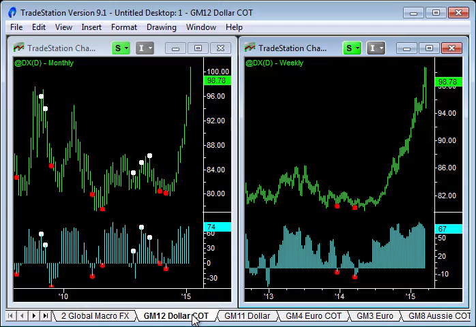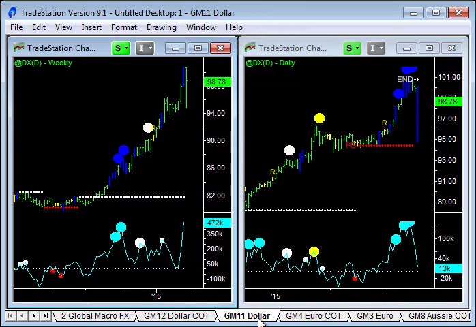But the two types of charts I'm going to show you are going to be the commitment of traders charts, which are weekly and monthly here, with the commitment of traders numbers below those price bars. And then what I'm calling the global macro charts here, which are the better indicators on a daily and a weekly chart, and you can start to see kind of the big picture with those two chart setups.